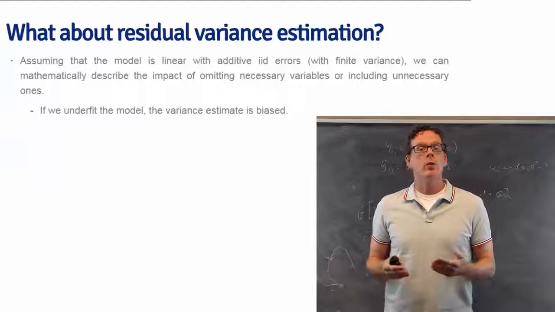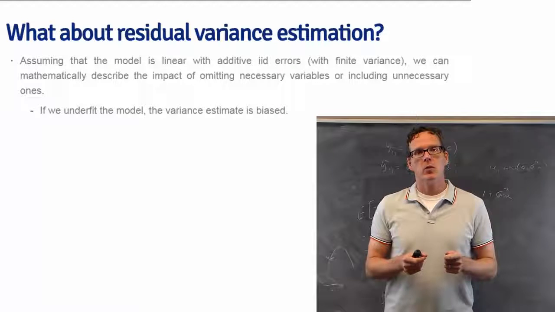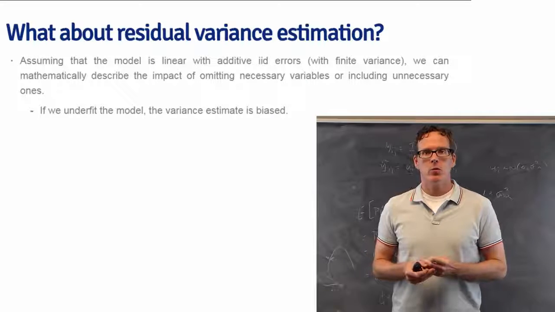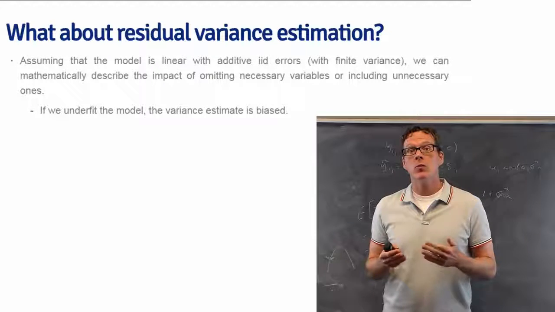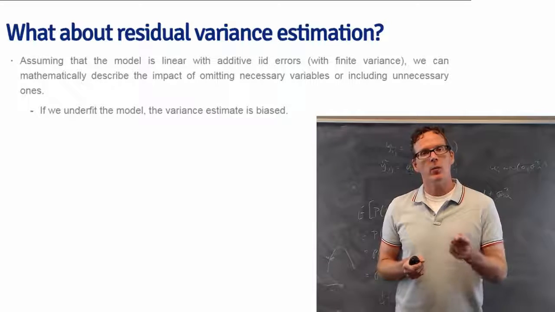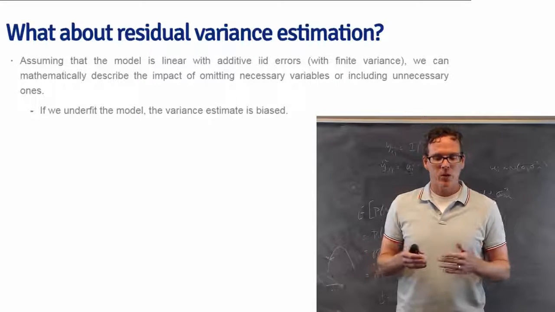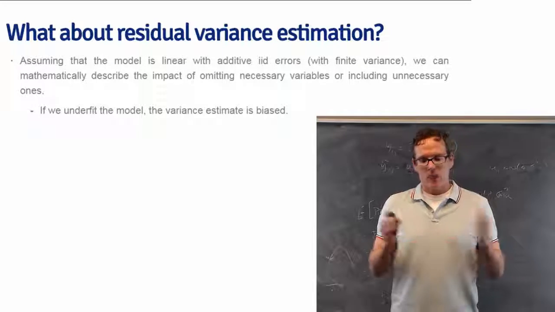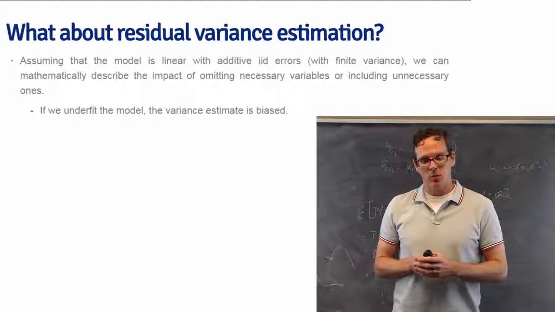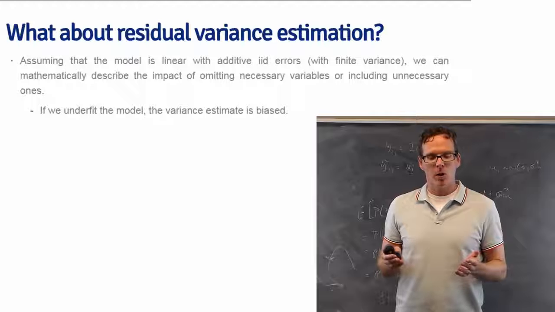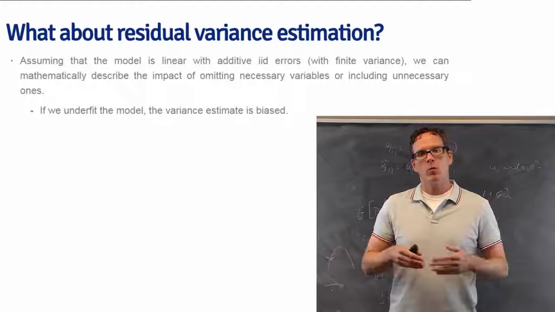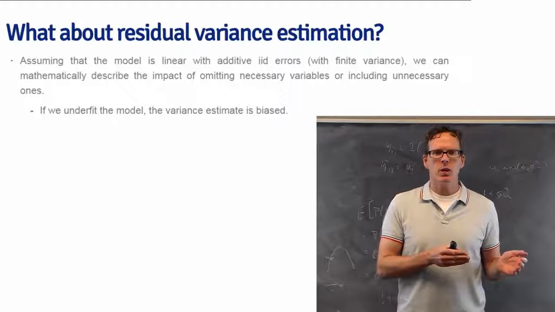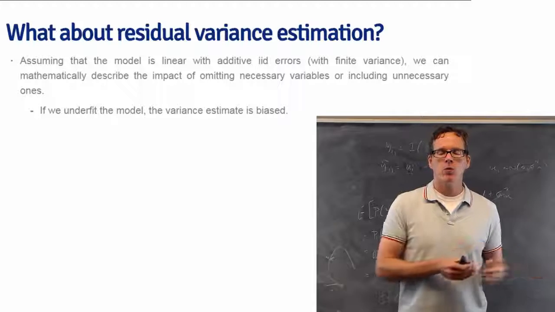So up to this point, all that we've talked about is the impact of unnecessary or necessary included variables on our regression coefficients. But there's one other parameter that we estimate in a regression model, the residual variance, sigma squared. So what happens if we have, assuming IID errors, and that our linear model is additive and that part of the model is correct, then we can mathematically describe the impact of omitting unnecessary variables or including unnecessary variables. And it follows along the same lines as what we discussed before.